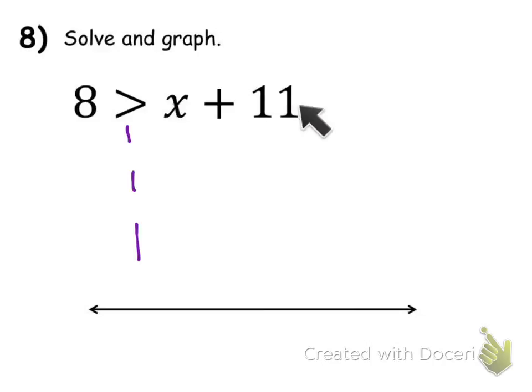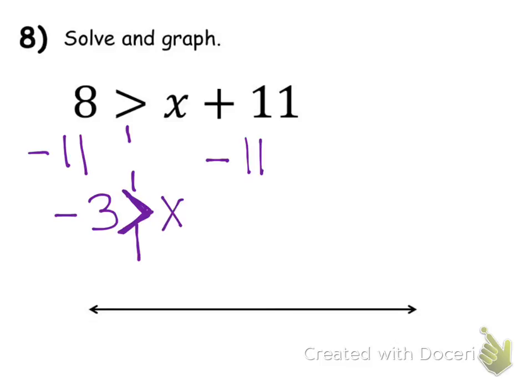So how am I going to get this x by itself? Subtract what? 11. I'm going to subtract 11 from both sides. What is 8 minus 11? Negative 3. You're taking away more than you had, so you're going into the negative. The symbol stays the same. I haven't done anything to change that symbol, so keep it greater than, and then the x.